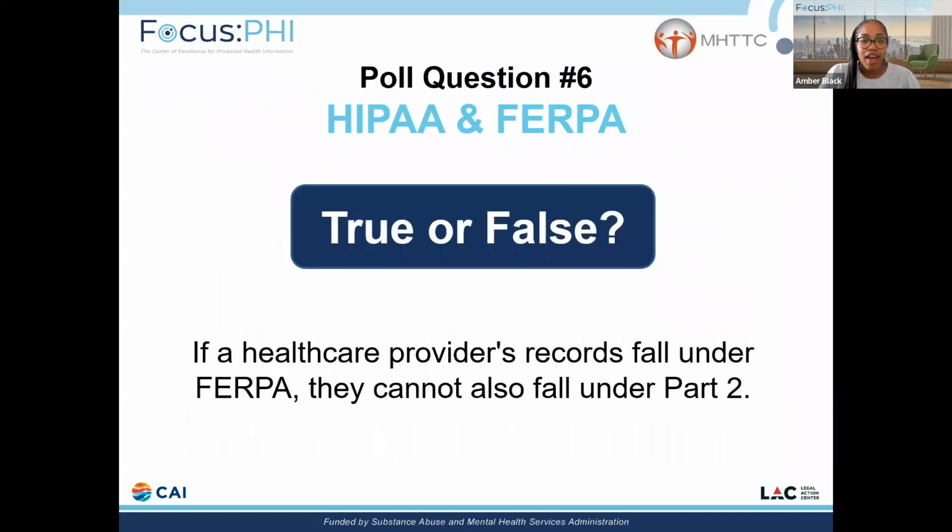So now we will have a poll question about Part 2, true or false. If a healthcare provider's records fall under FERPA, they cannot also fall under Part 2.